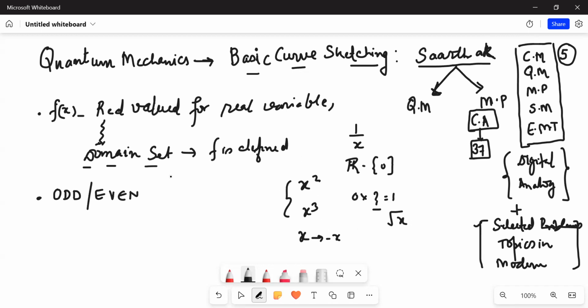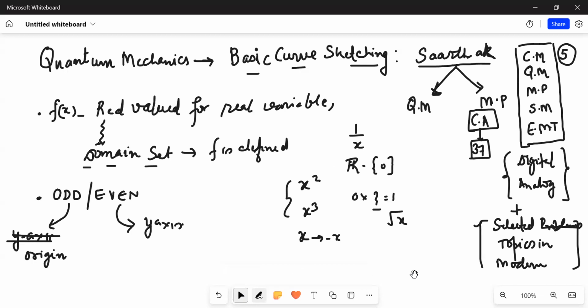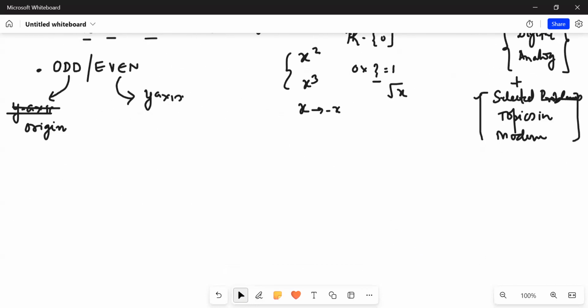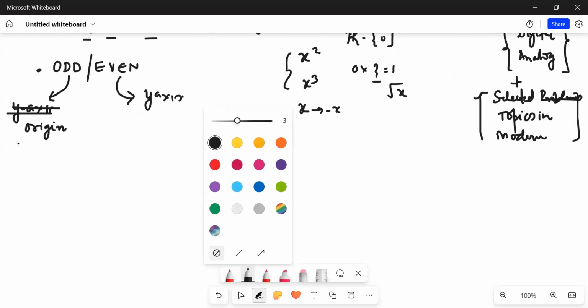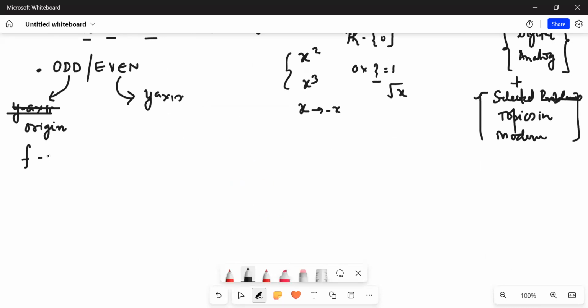But for functions where you can judge whether they are odd or even, there is help. What is that help? Odd functions are always symmetric about the origin. And even functions are always symmetric about the y-axis. A basic understanding of this you can form like this. What are odd functions? Odd functions are those where if you replace x by minus x, you get minus f(x).